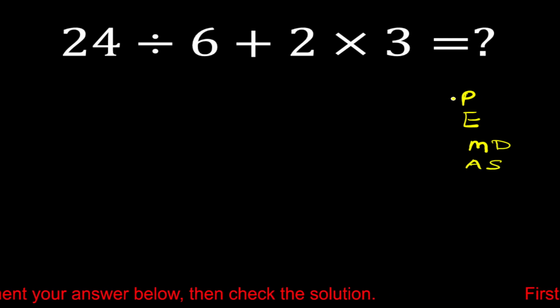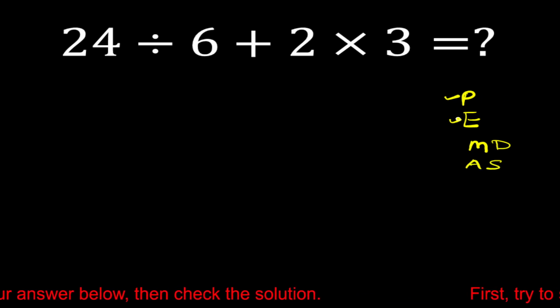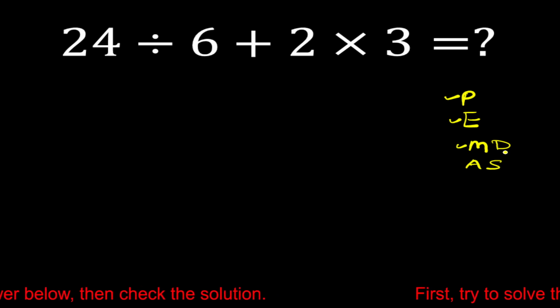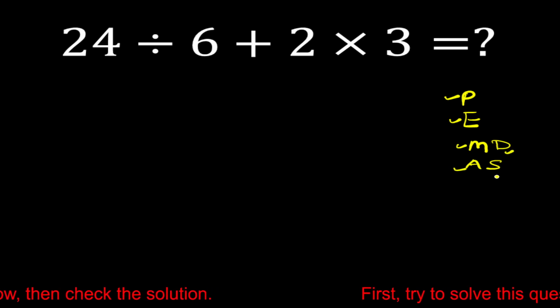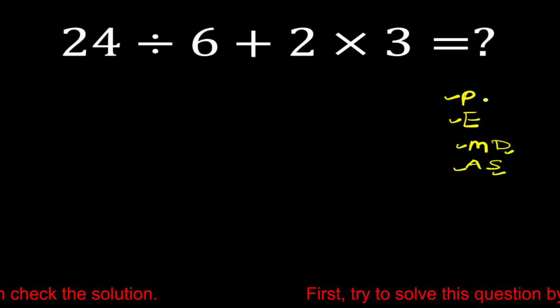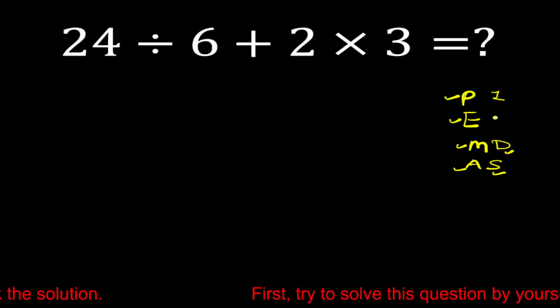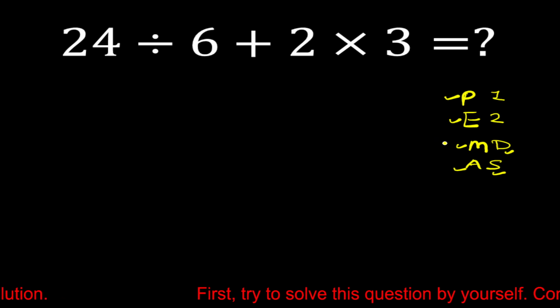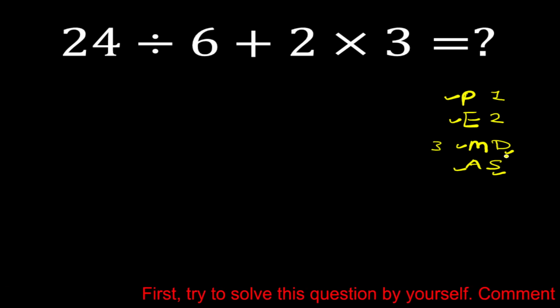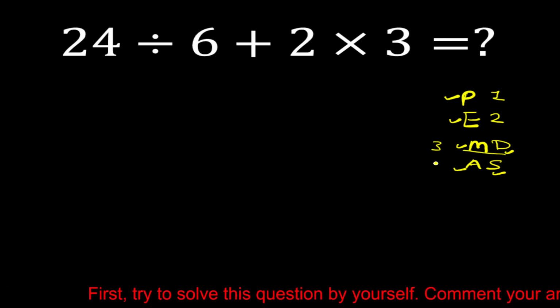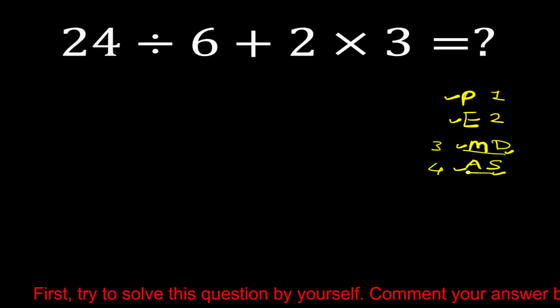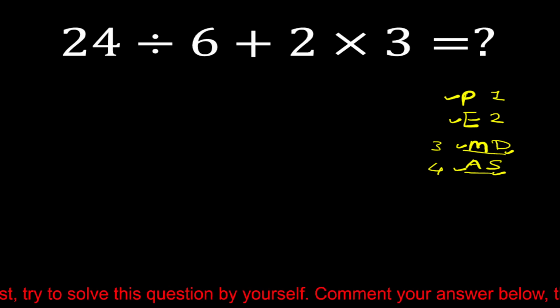P-E-M-D-A-S. Okay, P means parenthesis, E means exponents, M means multiplication, D means division, A means addition, and S means subtraction. First priority is parenthesis, second priority is exponent, third priority is multiplication and division. Both have equal priority, okay? And last priority, fourth priority, is addition and subtraction. Also both have equal priority.